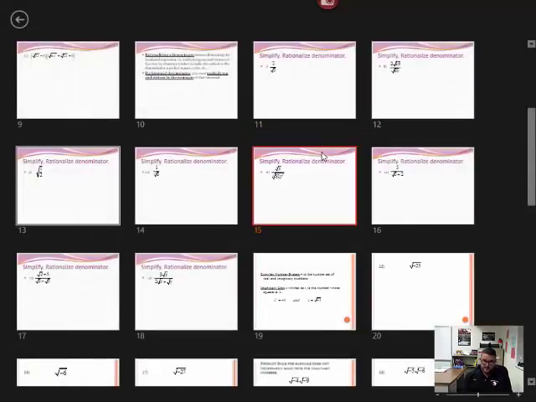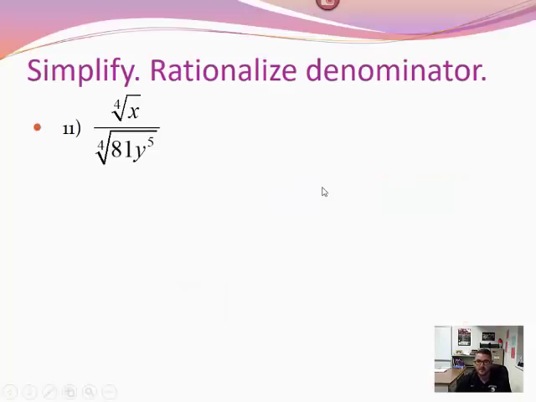Okay, so again we look at this example. In this example, I have the fourth root of x over the fourth root of 81 y to the fifth. The only thing I can simplify is the fourth root of y to the fifth in the denominator. So I'm going to take this fourth root of x and leave it. Wait a minute, I can do more than that. Let's erase it all.